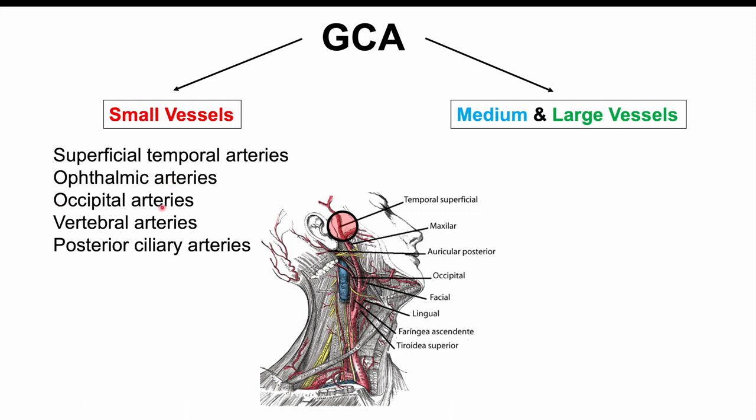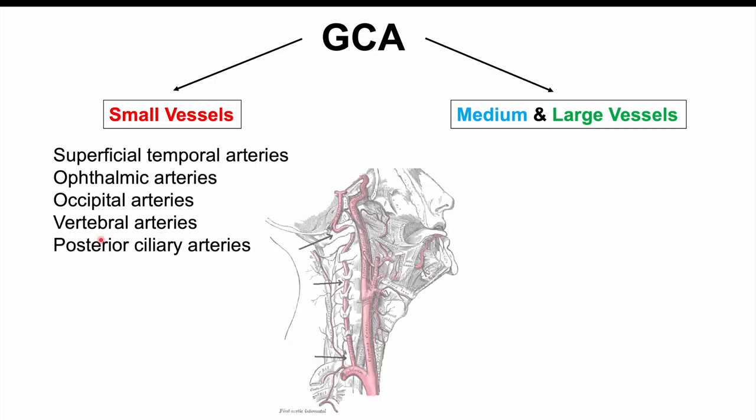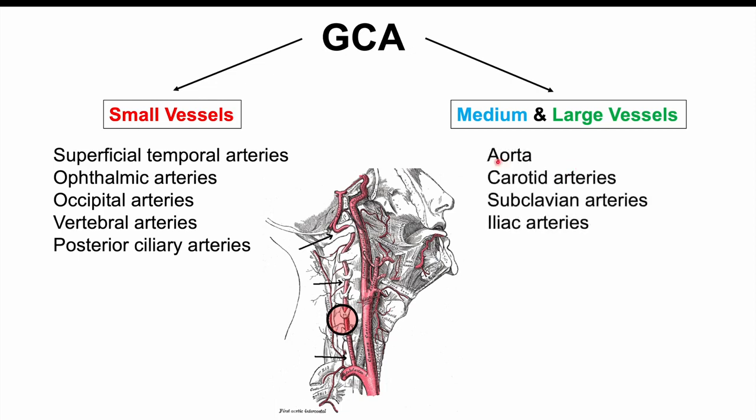We can also see the occipital arteries being affected. This is where the occipital arteries are located. And we can also see vertebral arteries being affected and the posterior ciliary arteries being affected. So here is where the vertebral artery is in this diagram here. Now with regards to the medium and large vessels, these are going to include the aorta. So the aorta is the large branch off the heart. We can also see the carotid arteries being affected.